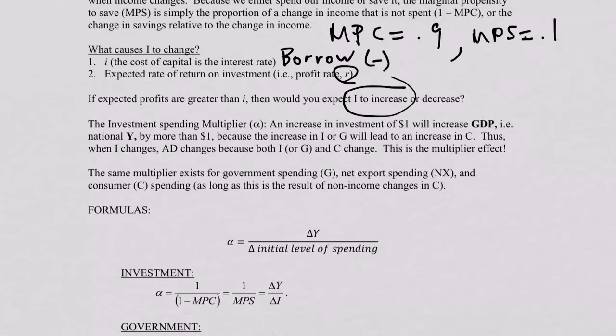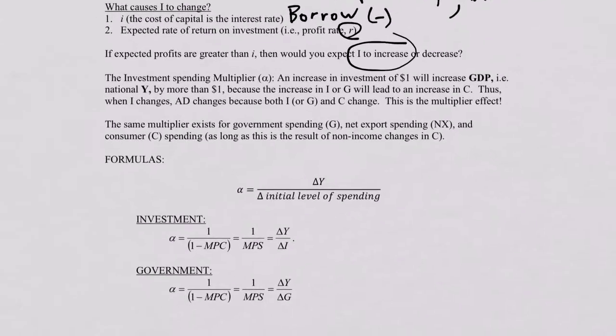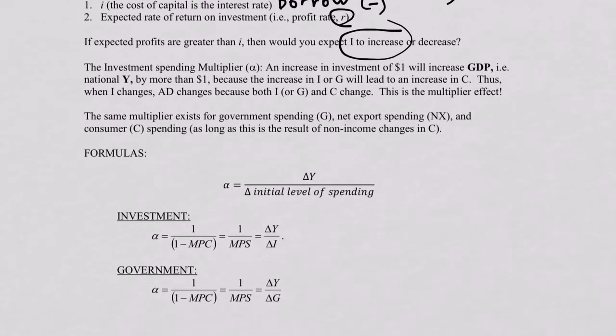Well, since 8% is greater than 2%, you're definitely going to make an investment in that capital expenditure. Well, when investment goes up, there's this thing called a multiplier effect. And we use the term alpha for multiplier. An increase in investment of $1 will increase GDP, obviously, by that $1, or national income, if you want to think about it that way.